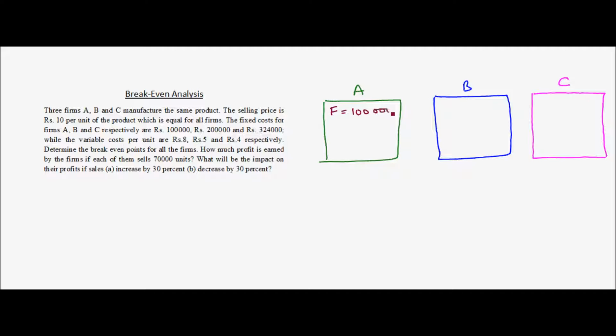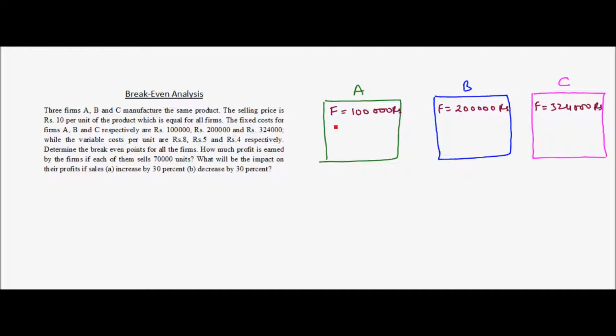100,000 rupees for firm A, 200,000 rupees for firm B, and 324,000 for firm C. Now these firms also have to procure raw material and also employ labor in order to manufacture the products. And these costs, that is the material cost, labor cost, etc., contribute to the variable cost, which varies by the number of units that are being produced.